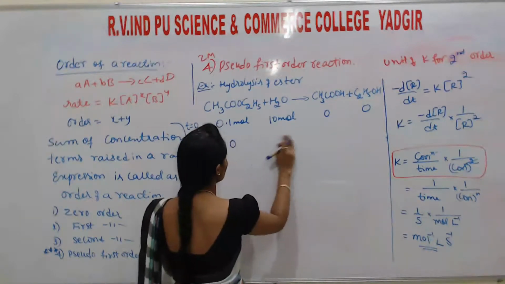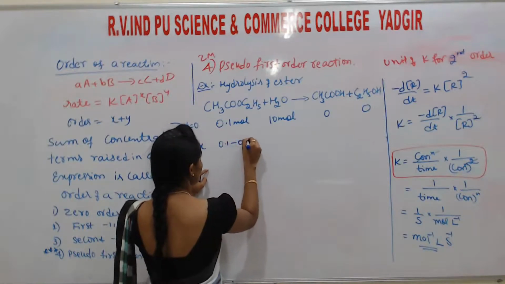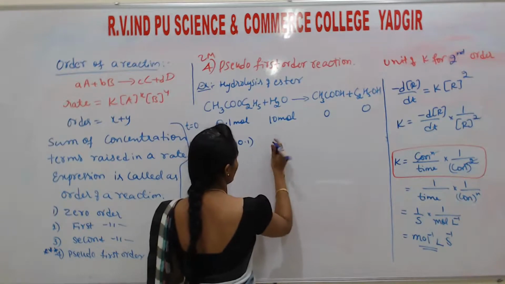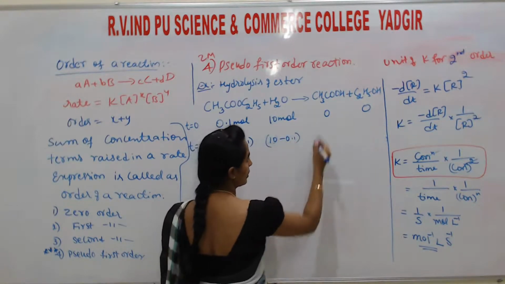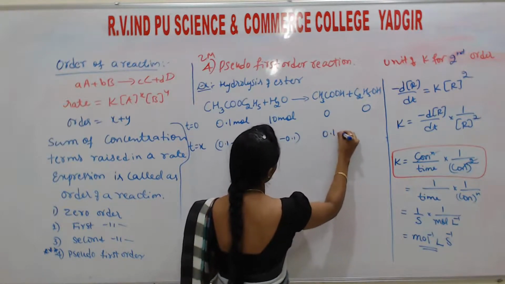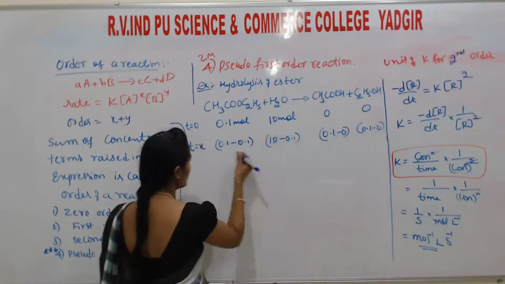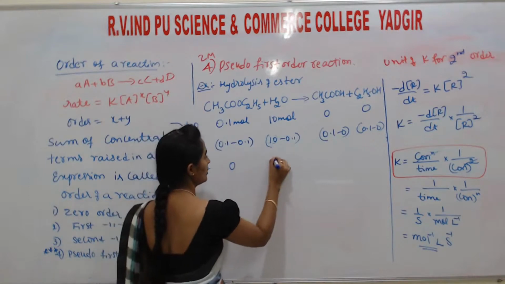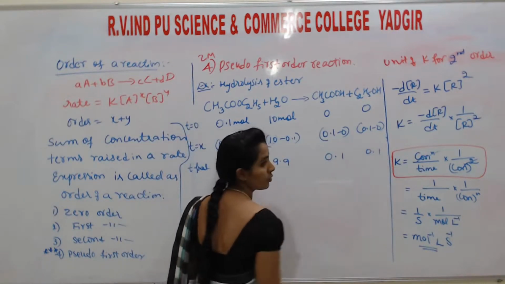Are you with me? This is initial minus what reacts. Next, 10 minus 0.1. This is 0.1 minus 0, and this is 0.1 minus 0. So finally, the ester becomes 0, the water becomes 9.9, the acetic acid becomes 0.1, and the ethanol becomes 0.1.